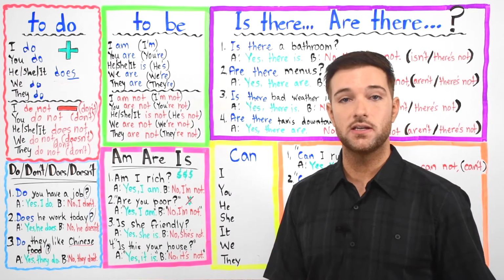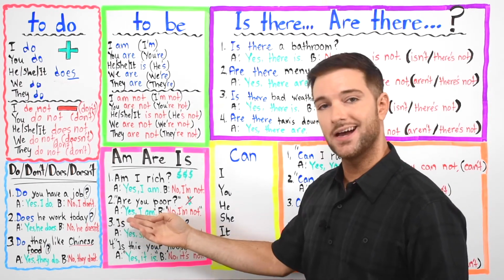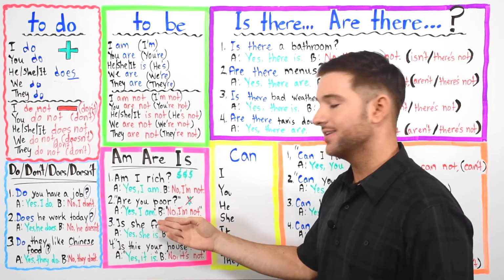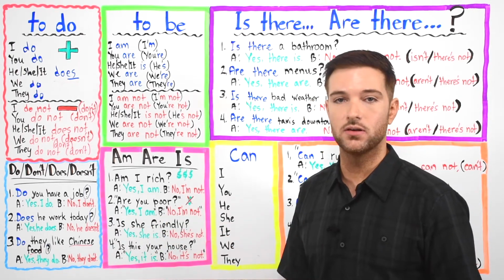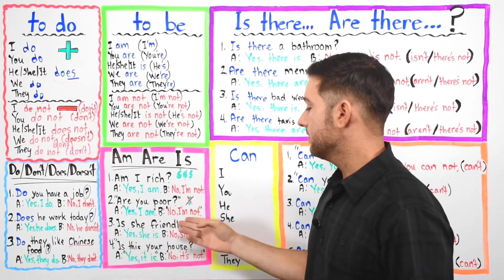You're asking somebody if they are poor or not. And so they're going to respond, yes, I am. Or they are going to say, no, I'm not. I'm not poor. All right, so you can respond either way, yes, I am, or no, I'm not.